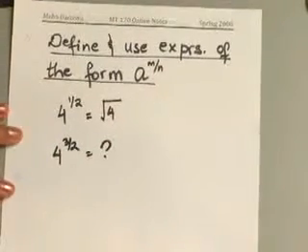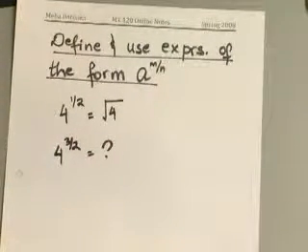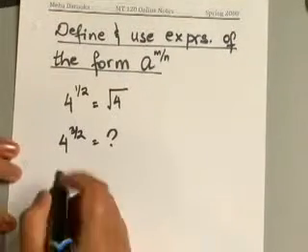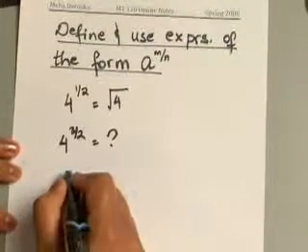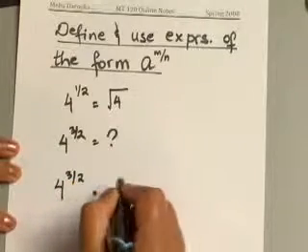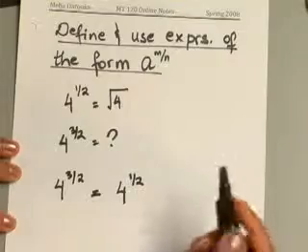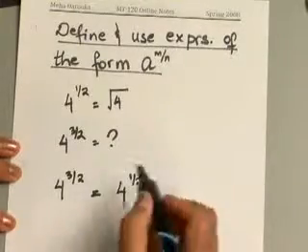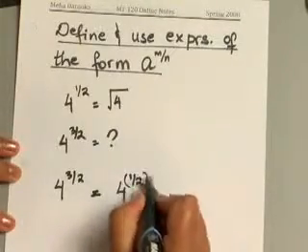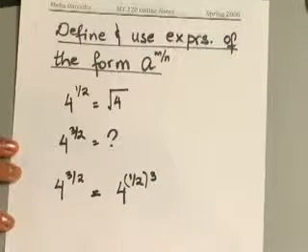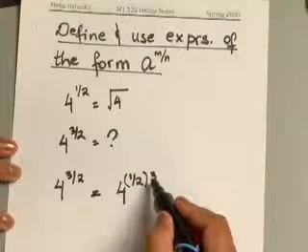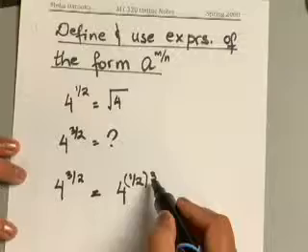But what about 4 to the 3/2? How would you evaluate that expression? Again, we will try and apply rules of exponents here. Let's take a look at 4 to the 3/2. If I choose, I can write this expression as 4 to the 1/2, still keeping the same denominator, and put the 3 on the outside. So basically, I'm saying 1/2 times 3.